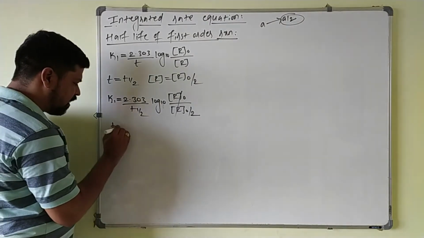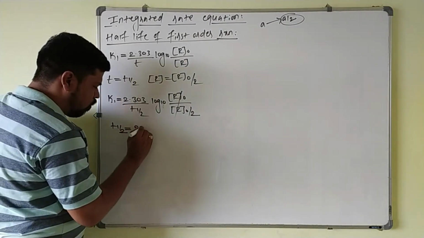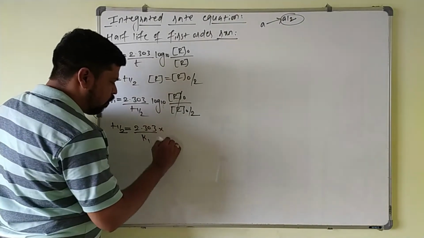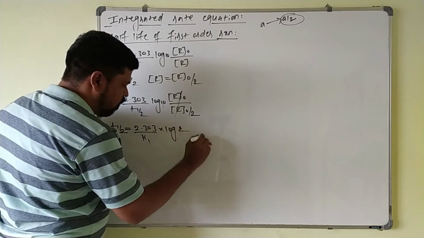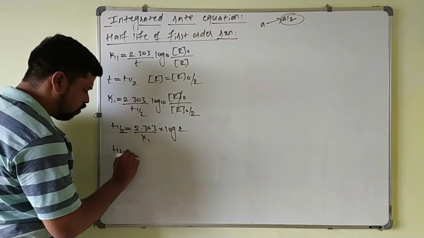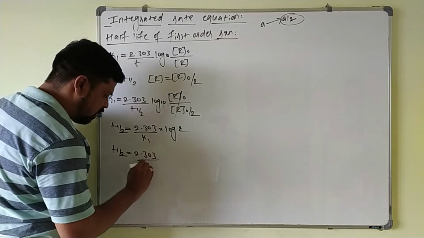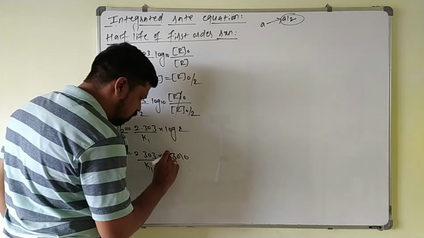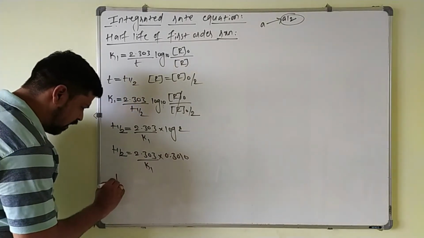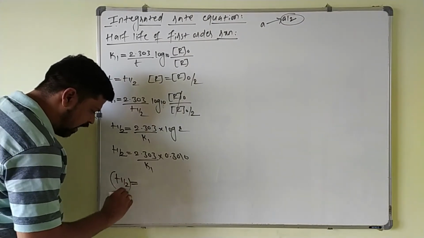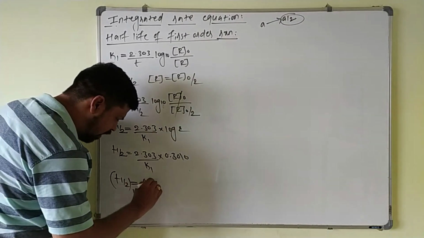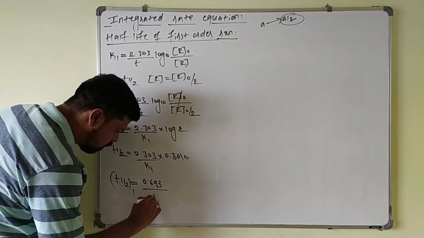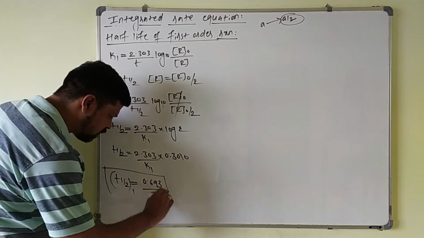You take this T half to this side, T half is equal to 2.303 divided by K1 into log 2 value. What is the log 2 value here? T half is equal to 2.303 divided by K1 into 0.3010. This is the log 2 value. If you multiply these two, half-life of the first order reaction will be equal to 0.693 divided by K1. So this is the half-life of the first order reaction.